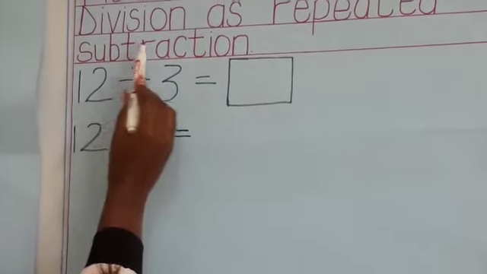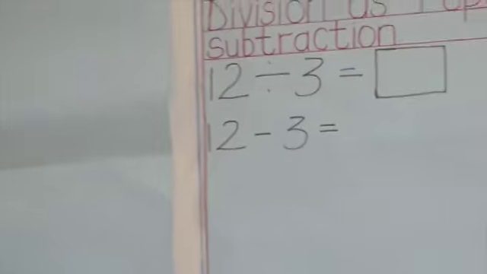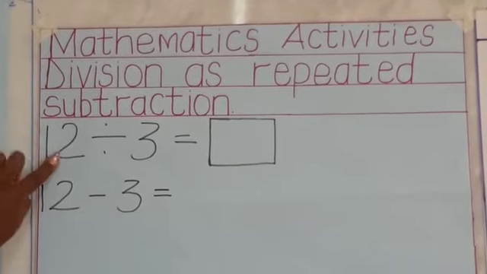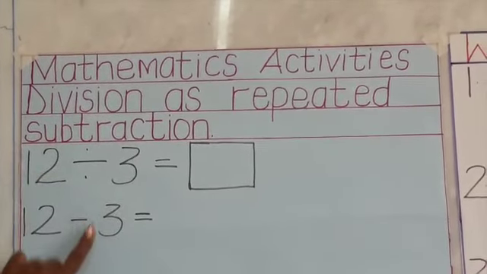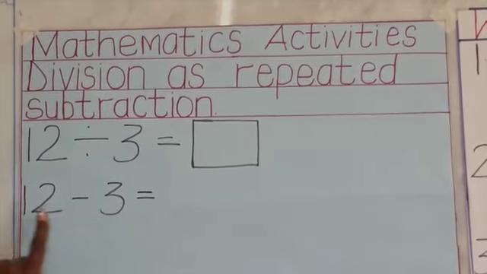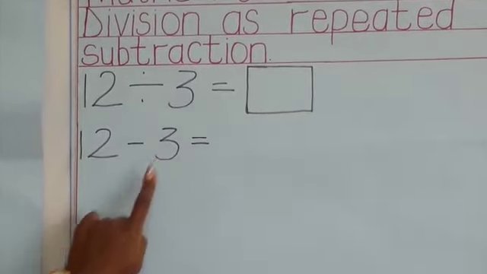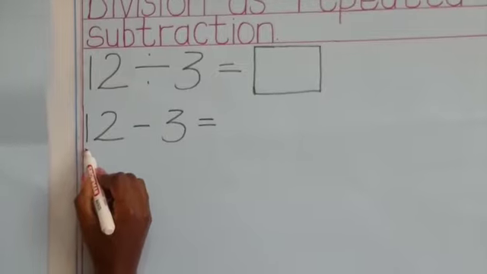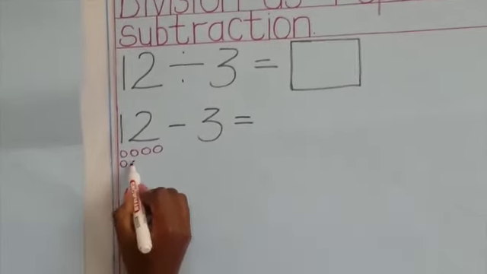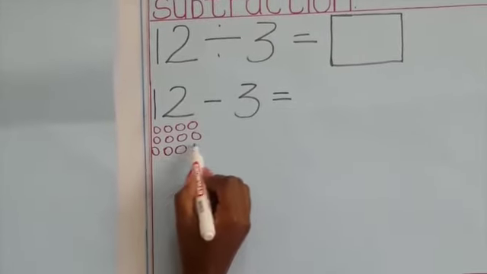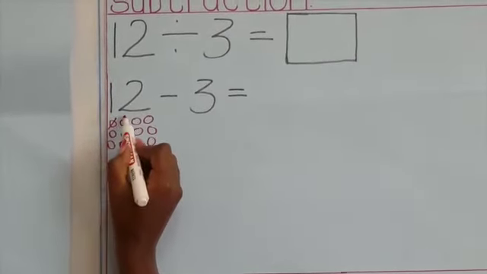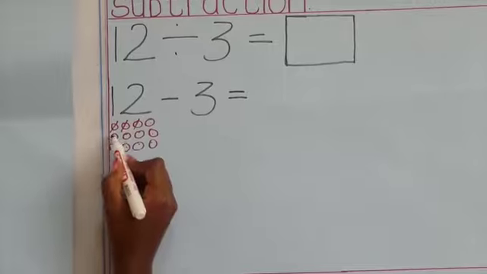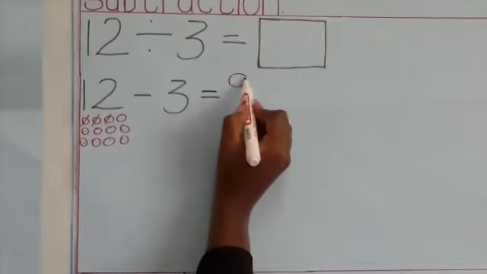And because we are doing division as repeated subtraction, we are going now to subtract. And when you're subtracting, you take the big number, then you take away the small number. So it is 12, take away 3. So let's take away. And don't do it in a rush. Come here and draw 12 balls. 1, 2, 3, 4, 5, 6, 7, 8, 9, 10, 11, 12. Take away 3. 1, 2, 3. How many are remaining? 1, 2, 3, 4, 5, 6, 7, 8, 9. So your answer here is 9.